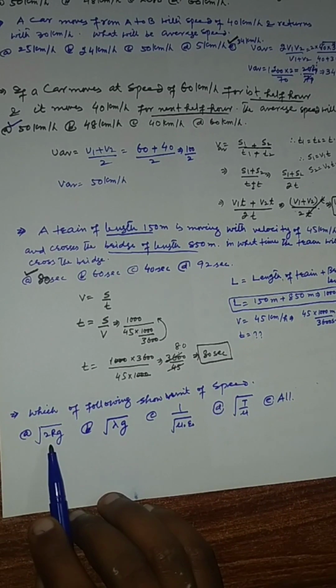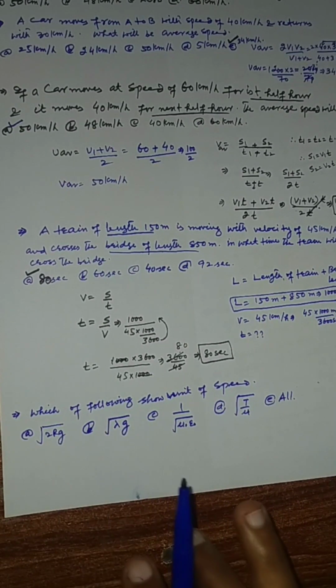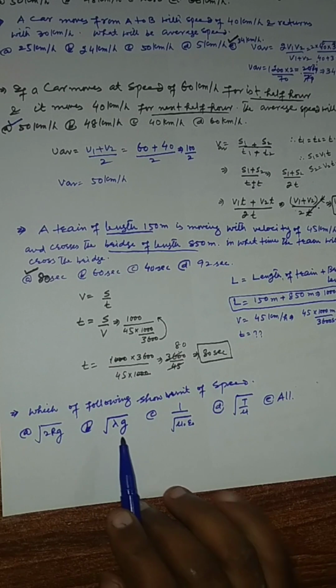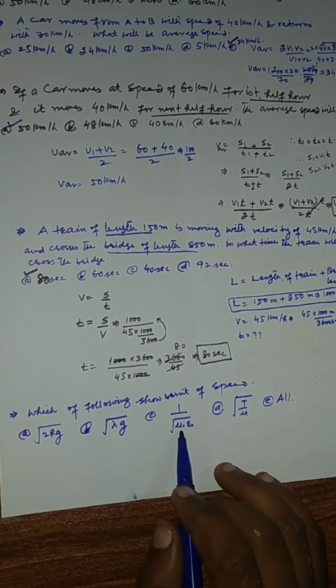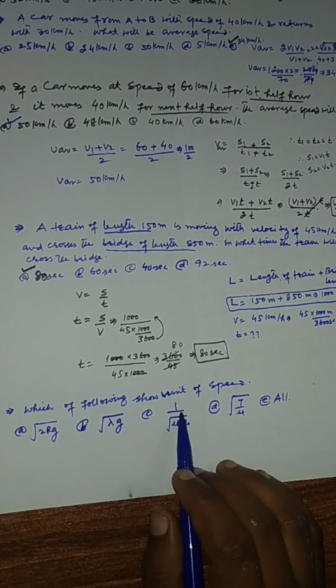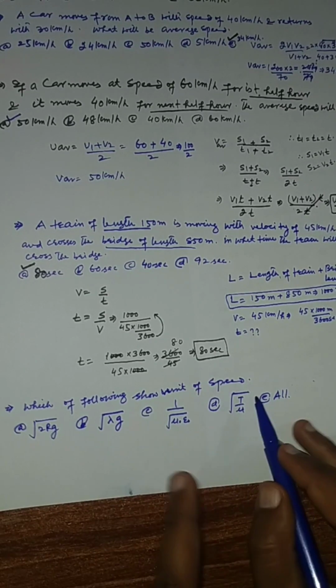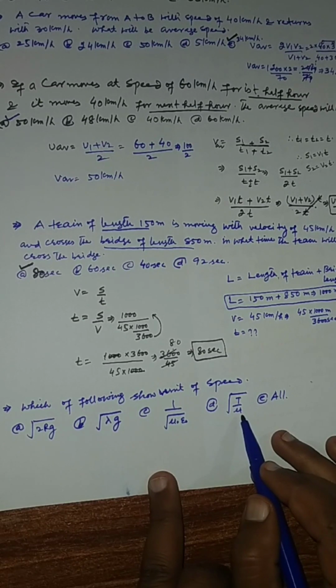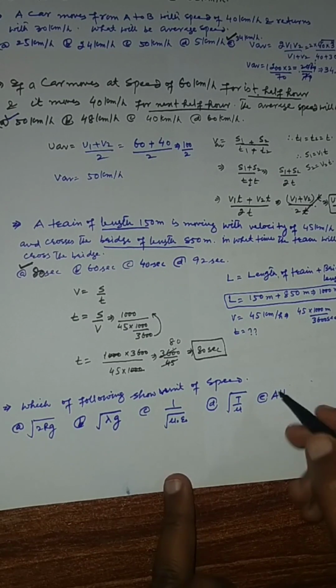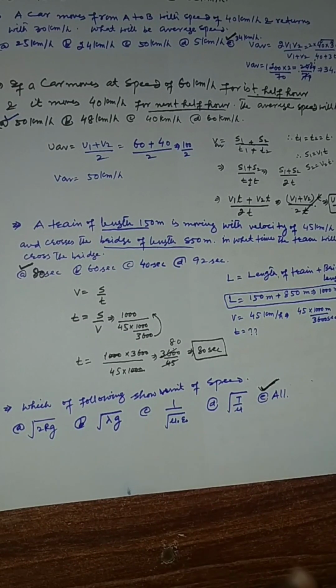So this is the formula root of r into g, escape velocity or escape speed. So this also gives speed. This is the permeability and permittivity, so this is also equal to the speed of light. It means that it will also give the unit of speed. This is the tension, this is the linear density, so this will also give the speed. So the correct answer will be all of these. Okay.